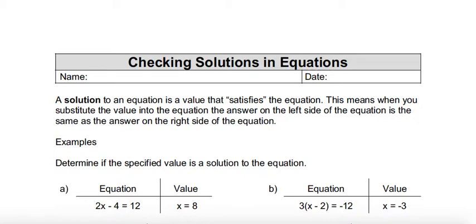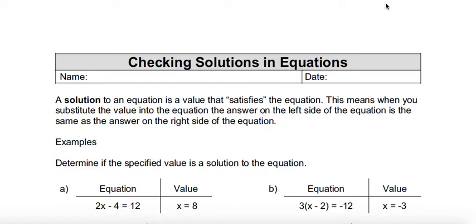A solution to an equation is a value that satisfies the equation. So it's the value for the letter. If you were to solve that equation, you're finding a number that, if I replace that letter with that number, the equation will be true. That means if I substitute the value into the equation, the answer on the left side of the equal sign is going to be the same as the answer on the right side of the equal sign.